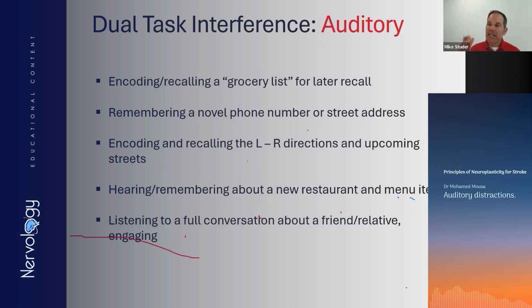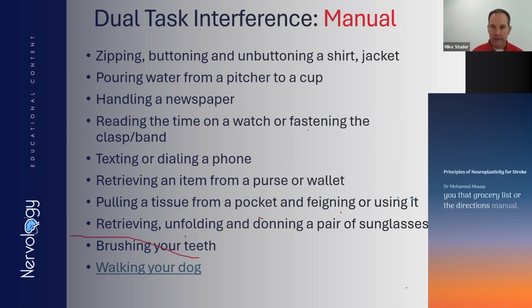Now remember, visual could be coins, something that's projected up on the wall, or so forth. Auditory distractions. It's only going to be auditory if they're hearing it while they're doing. If they hear about it before they're doing it, now they have to remember it. That's cognitive. So auditory means you're hearing something while you're doing. And that is me telling you that grocery list or the directions.